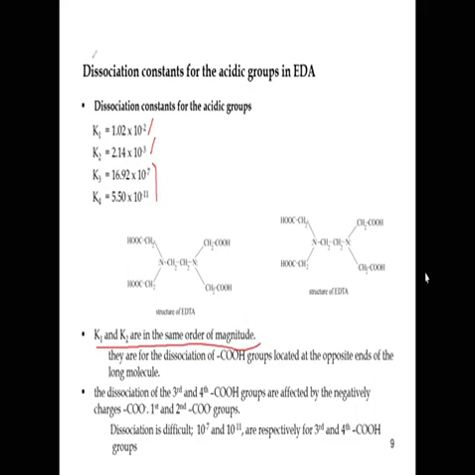So what we first select, the first 2, K1 and K2, are assigned to the carboxylic acid groups located at opposite ends. If you say this is K1, then you have to select the other as K2, right? Because they are located at the opposite ends of the long molecule, right? Then you have to think about 3 and 4, the dissociation constants of 3 and 4.